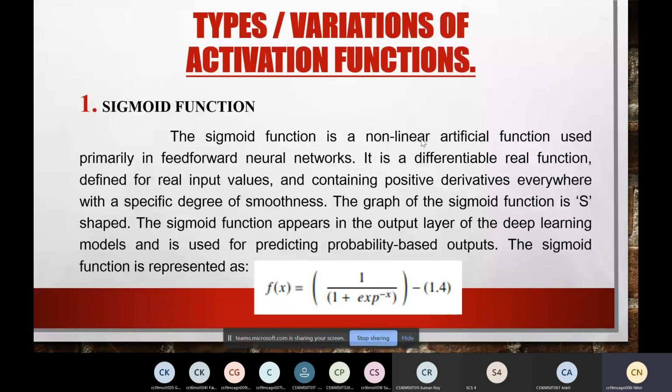The sigmoid function is a nonlinear activation function used primarily in feed-forward neural networks. It is a differentiable real function defined for real input values and containing positive derivatives everywhere with a specific degree of smoothness. The graph of the sigmoid function is S-shaped. The sigmoid function appears in the output layer of deep learning models and is used for predicting probability-based outputs.